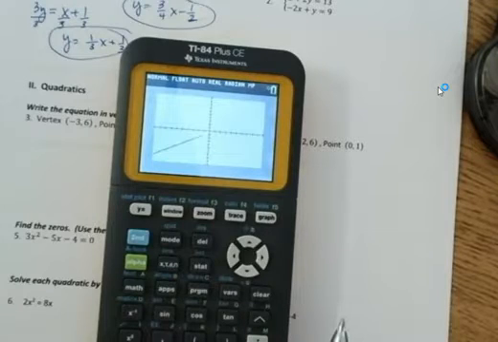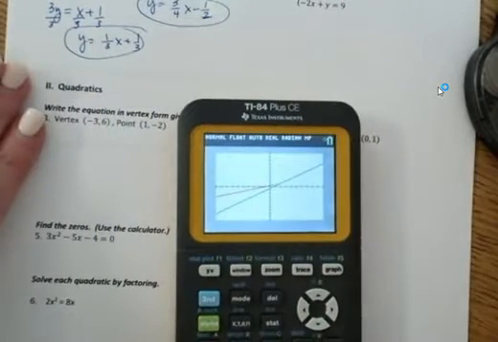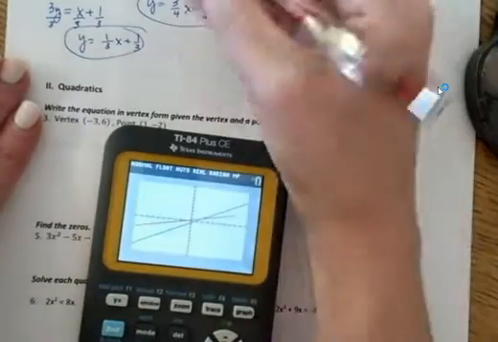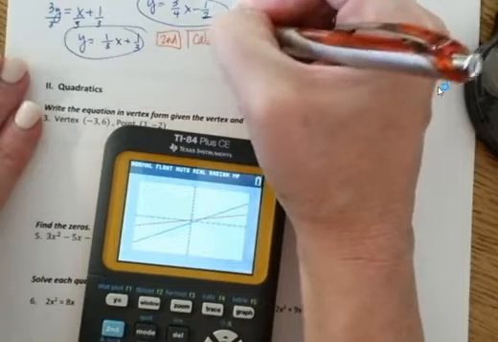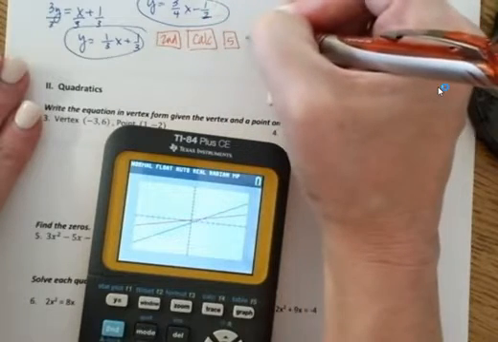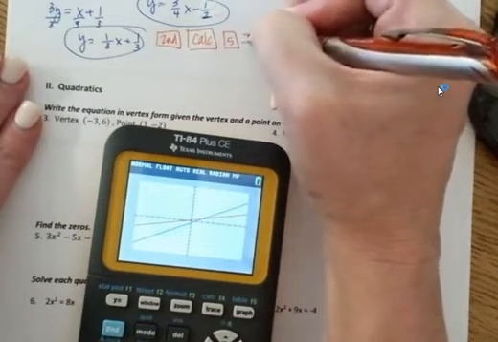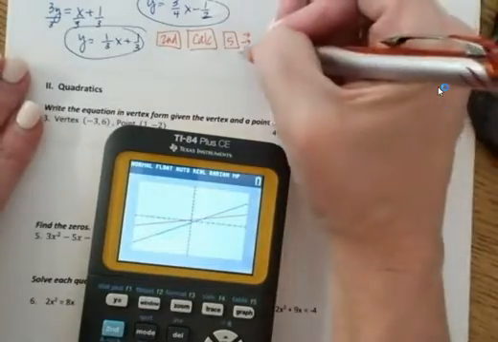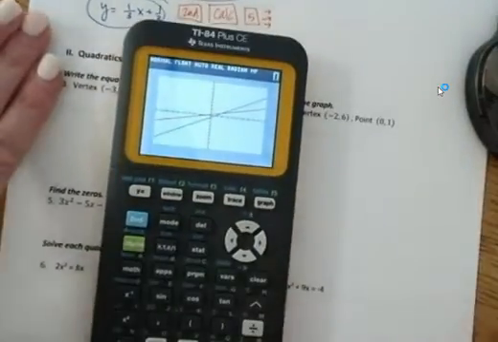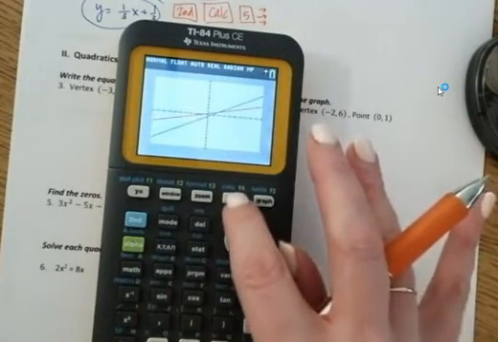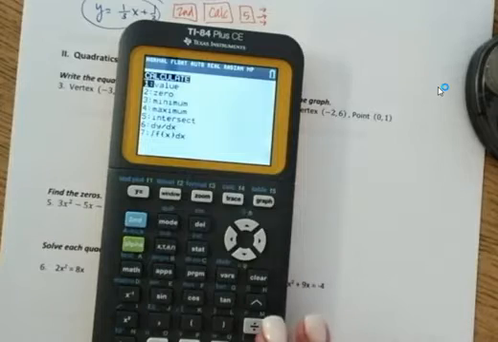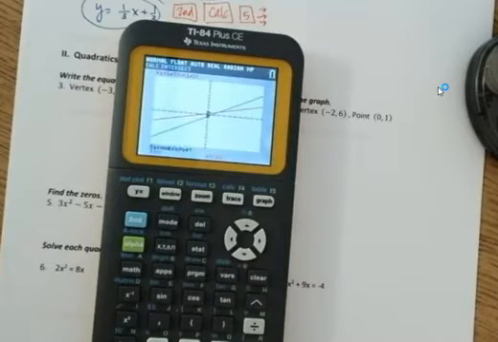But what I'm interested in is, remember, the intersection is the solution to this system of equations. So to get the intersection, let me remind you of the keystrokes while we're waiting on this to go. You're going to hit second, then calc, and number 5, and then you're going to hit enter 3 times, and then it will generate your answer for you. Okay, so we're looking for this point right here. If I hit second and calc, it's right there above trace. I want number 5, the intersect, and I'm going to hit enter 3 times. 1, 2, 3.